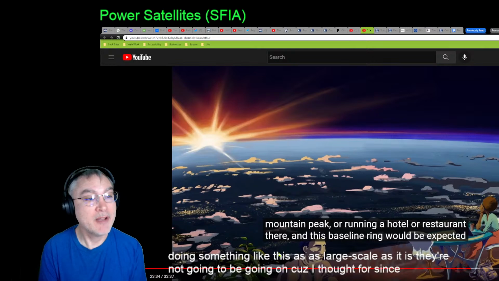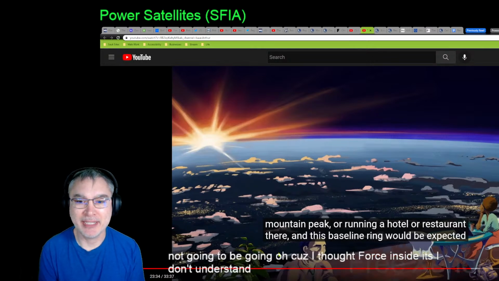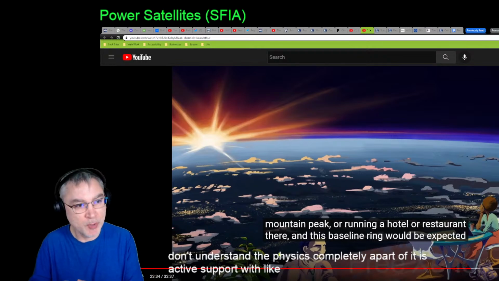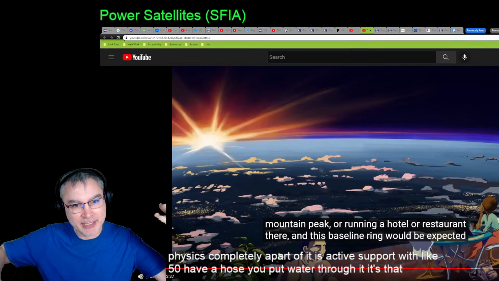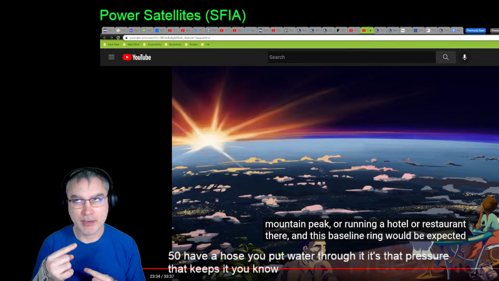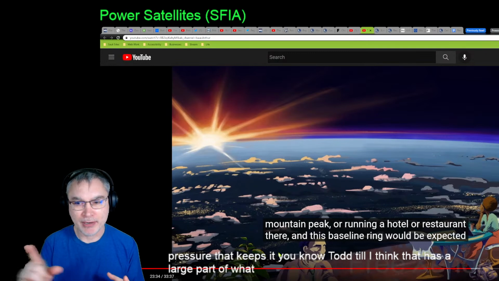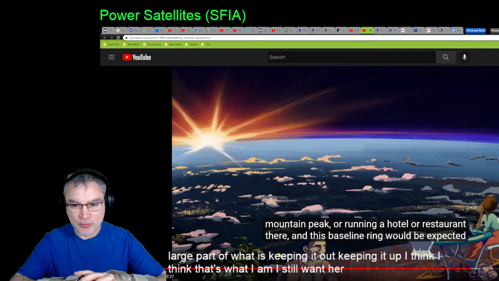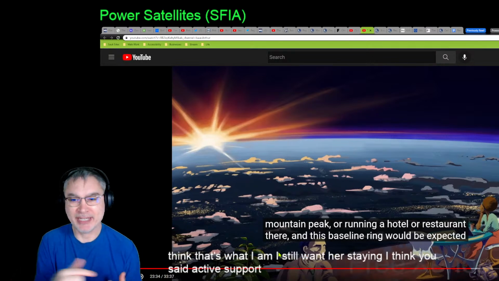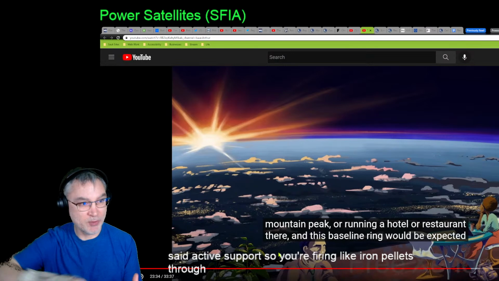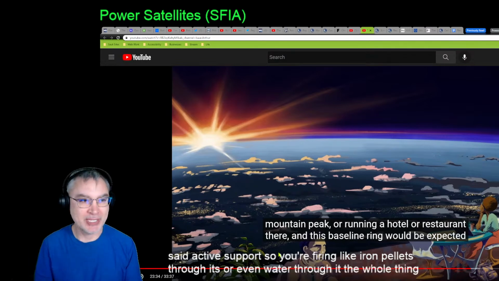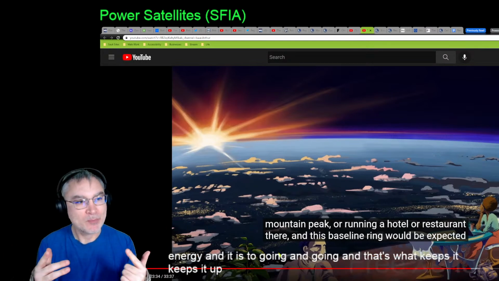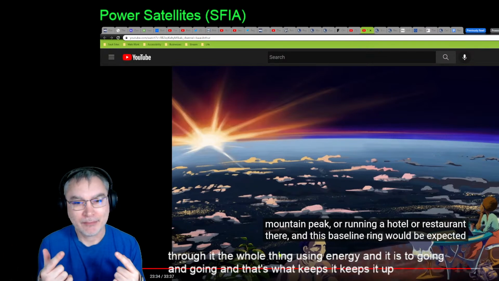Oh, because I thought the force inside... I don't understand the physics completely. A part of it is active support, where it's like if you have a hose and you put water through it, it's that pressure that keeps it taut. So I think that is a large part of what is keeping it up. I think that's what it showed. I still don't understand. I think they use that active support, so you're firing iron pellets or even water through the whole thing, using energy, and it just keeps going and going, and that's what keeps it up.